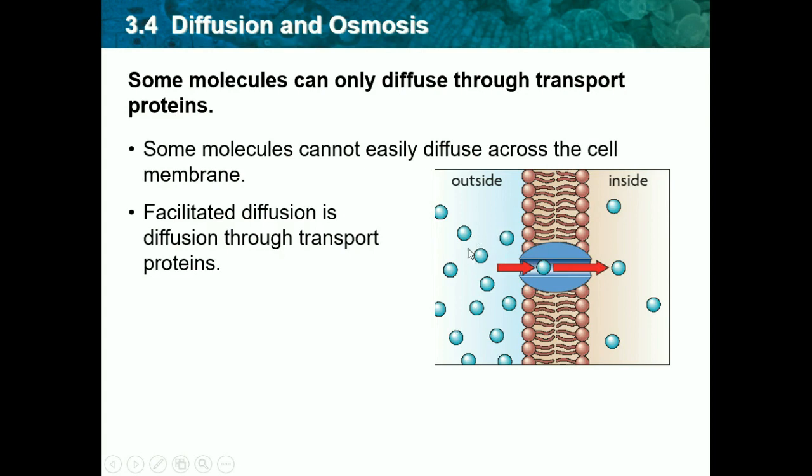Special molecules, if they're too big or awkward and don't easily pass through, have to be facilitated through a transport protein. So these molecules are being facilitated by this protein, which helps passage through to the inside of the cell, and it's still going from high to low, so it's still a passive diffusion.